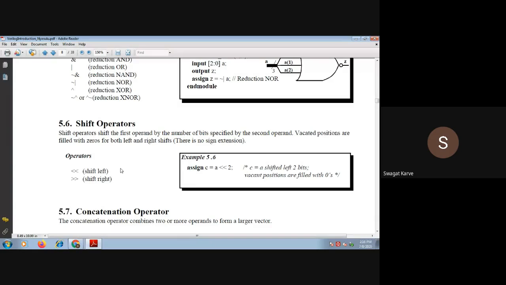So there are some shift operators that you can use. Now what is the role of these shift operators? Shift operators shift the first operand by the number of bits specified by the second operand.